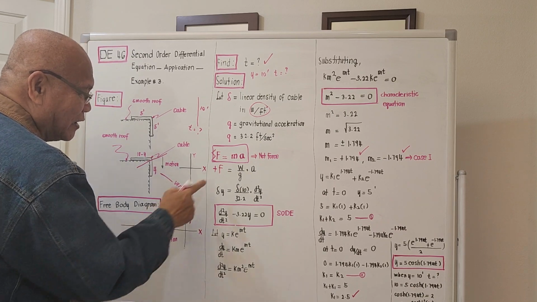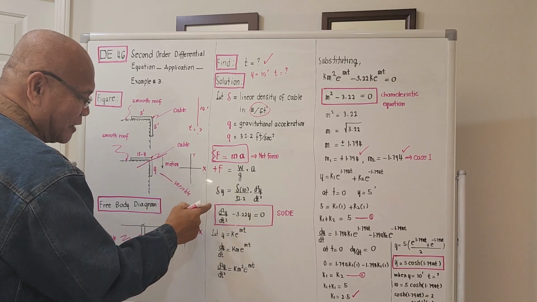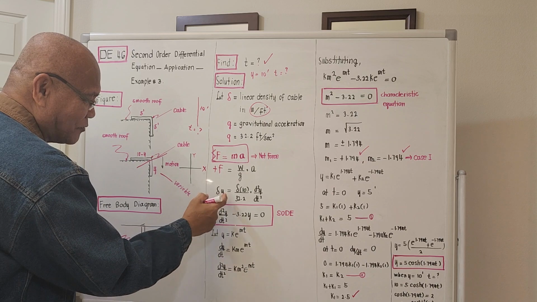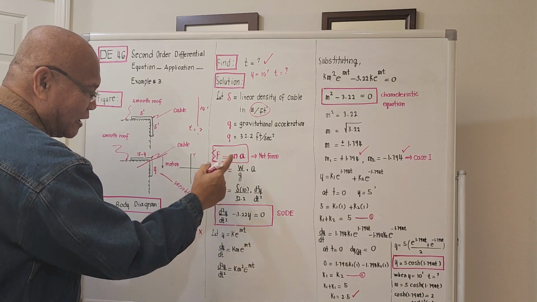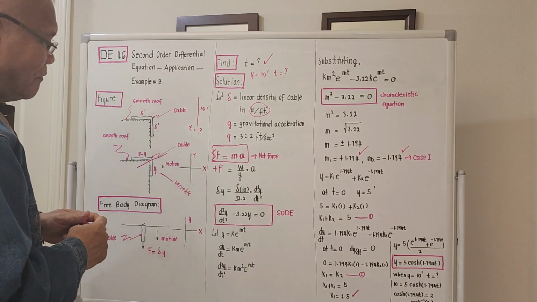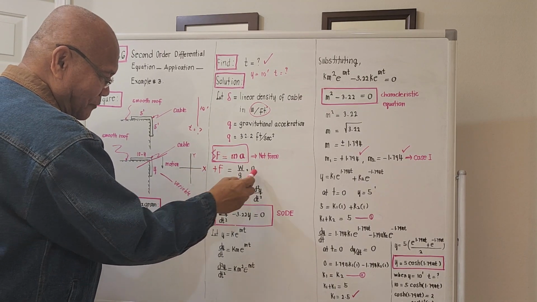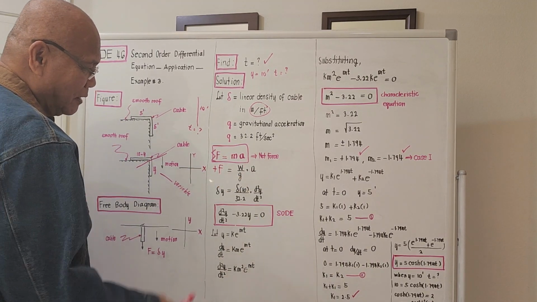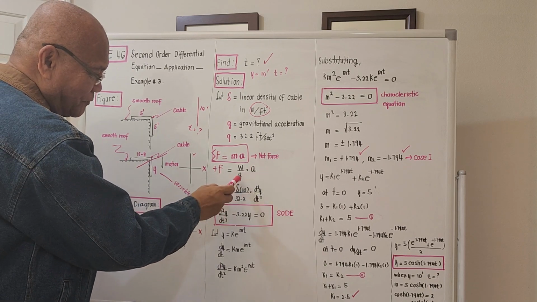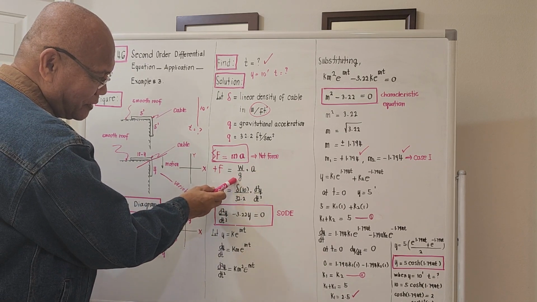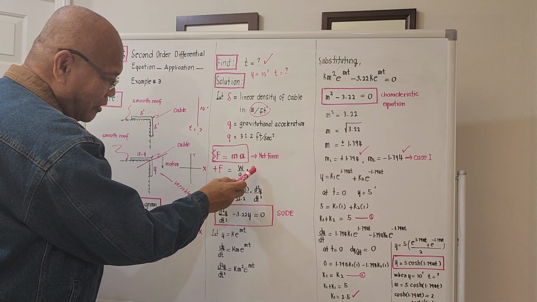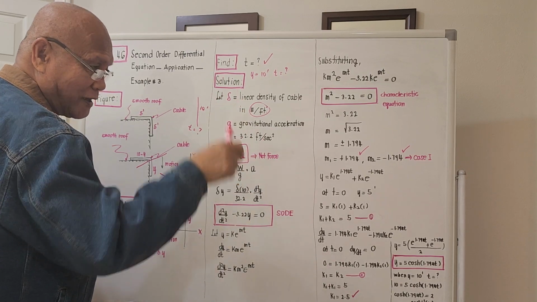To compute for this, it is the linear density times the variable length y, and this should be equal to mass, which is actually weight all over gravitational acceleration, times acceleration. This acceleration is different from this. This is due to gravity, and this is the acceleration of the moving cable downward.